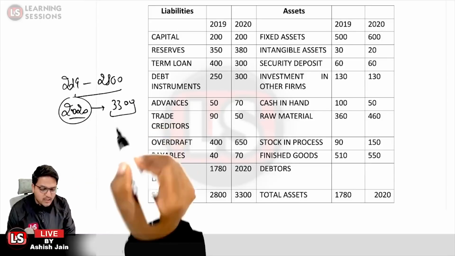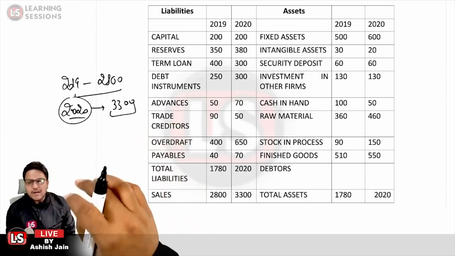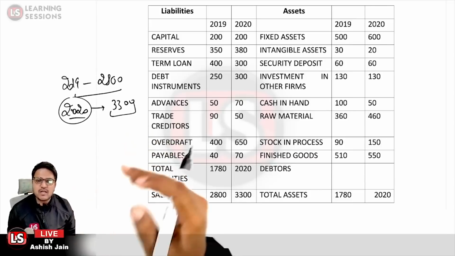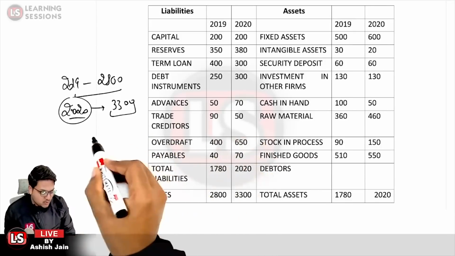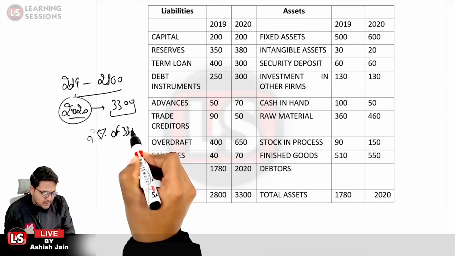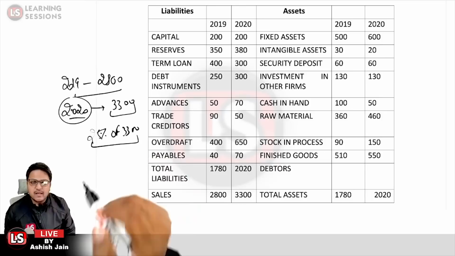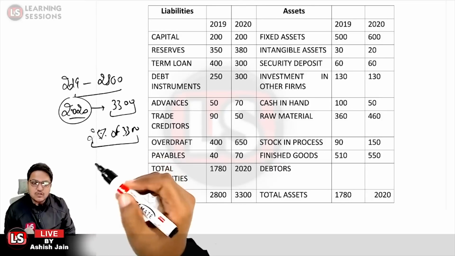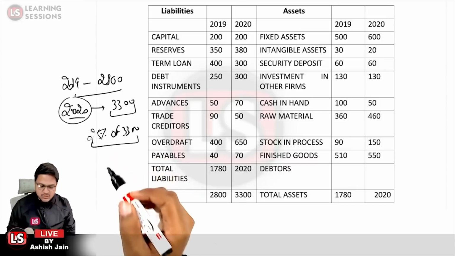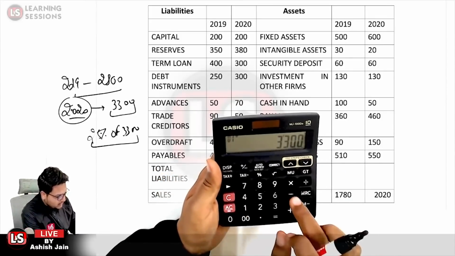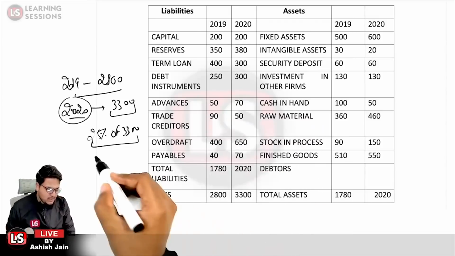And I told you that we need to take 25% of the projected turnover. Now turnover is related to the total sales. So 25% of 3300 is the component that is to be financed, and for which the margin is also to be contributed. So let us calculate it: 3300 into 25% comes out to be 825.